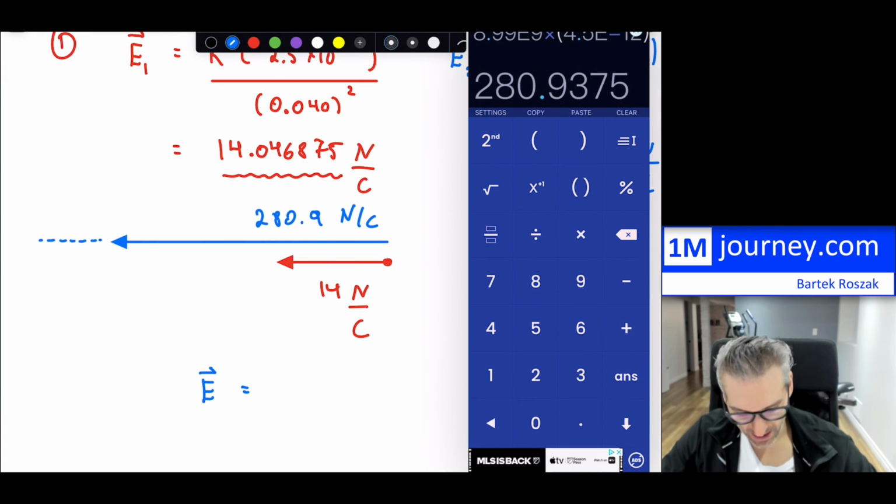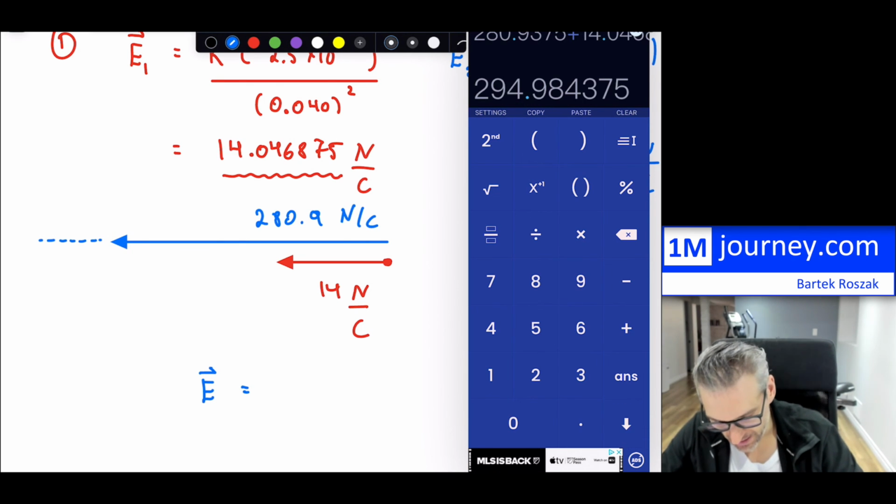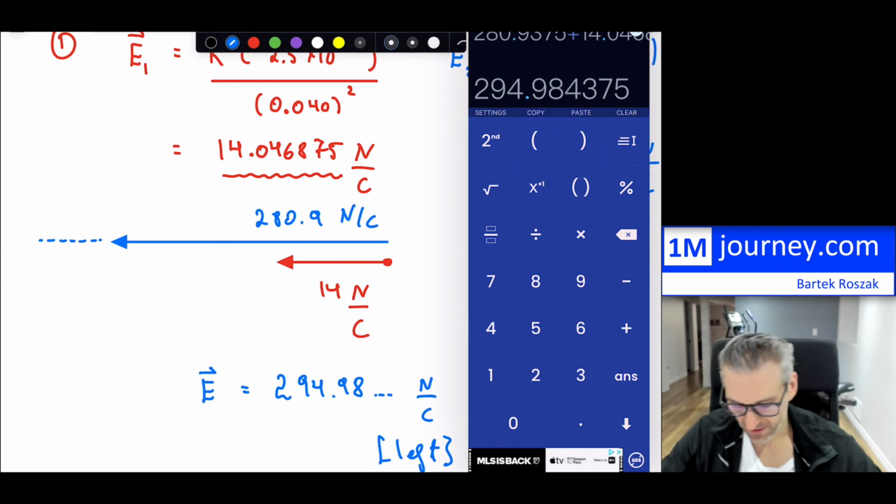So it's 280. Since I have it already on the calculator, I'll put the other one in. So 14.04675. You can keep as many decimal places as your teachers ask you to. So let's say it's something like this. It's newtons per coulomb, and it is to the left. It does have a direction.